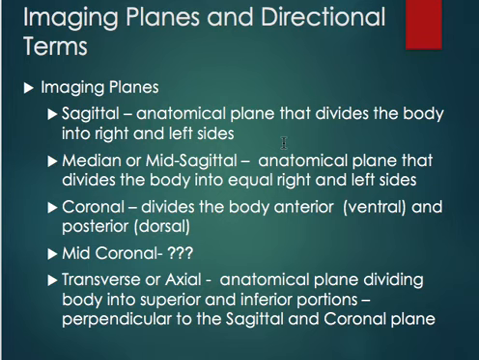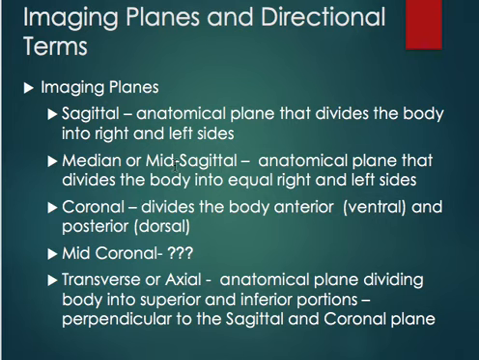Both are correct. Both mean equal right and left sides. Now, that's the difference, and that's where it gets a little bit tricky, because both the sagittal and median planes are dividing the body into right and left sides, but the median is the only one that divides it into equal right and left sides. A sagittal plane can be any plane that divides the body into right and left sides. It's not equal.